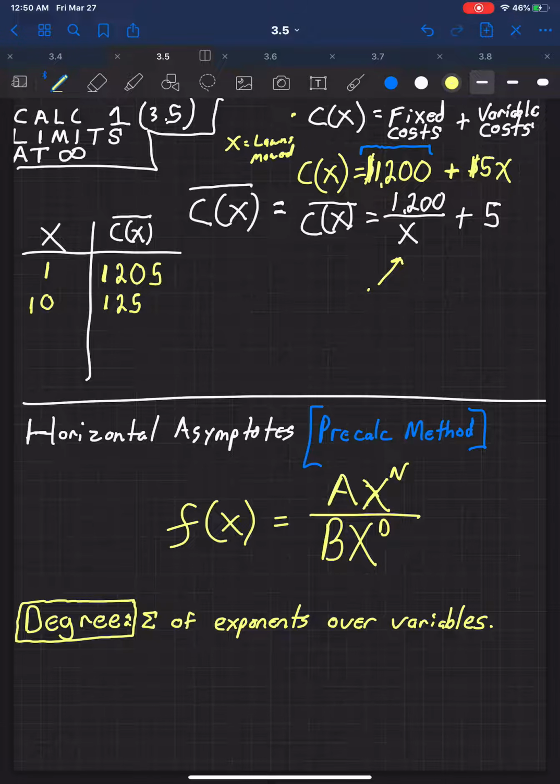Okay, but again, you get busy, you get motivated, you mow 100 lawns that summer. That would bring your average cost down to $17 per lawn.